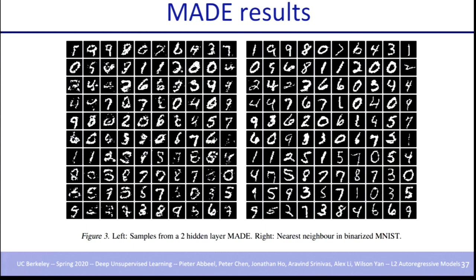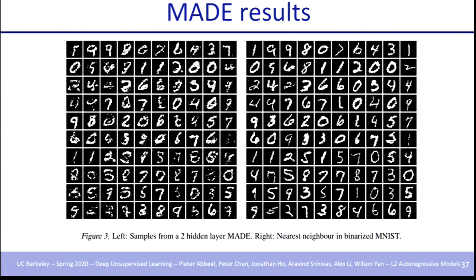But if it's similar yet different, it means you might have learned the pattern of what is in your training data rather than just memorized it. And that's exactly what we see happen here. They look similar to things in the training data, most of them, but aren't exactly copies of something in the training data.